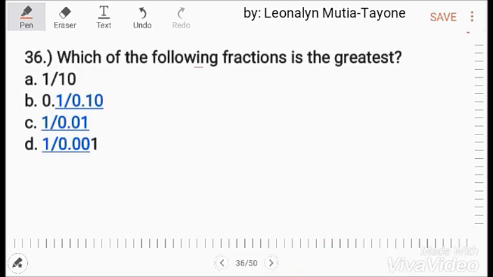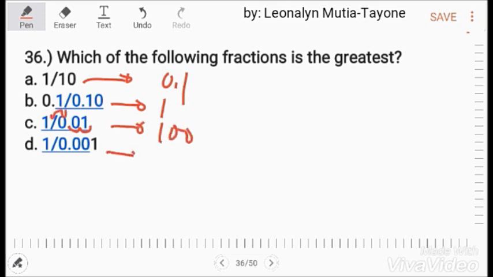Number 36. Which of the following fractions is the greatest? 1 lang din naman ang ginamit nila. Nagtatalo lang sa decimal point. Ito, decimal yan. So, 0.1 yan. 10 man yan. Ito naman ay parehong 0.1. So, 1 yan. Ito, 1 divided by 0.01. So, 1, 2. So, 1, 2, that is 100. This one ay 1, 2, 3. So, 1, 2, 3, 1,000. So, letter D ang sagot.